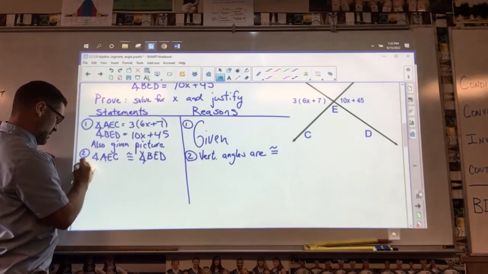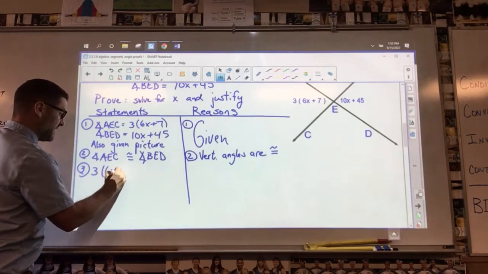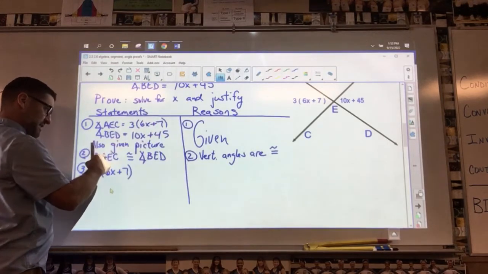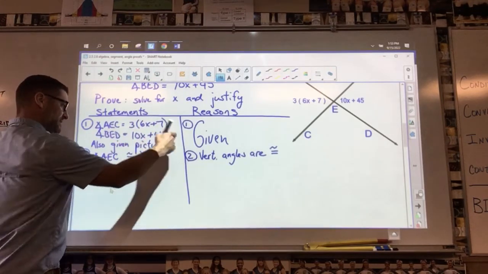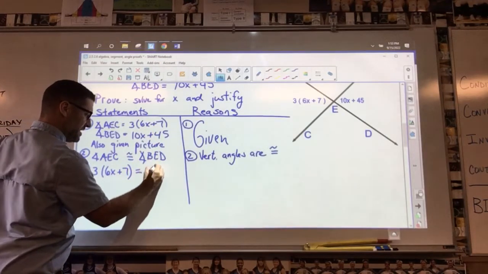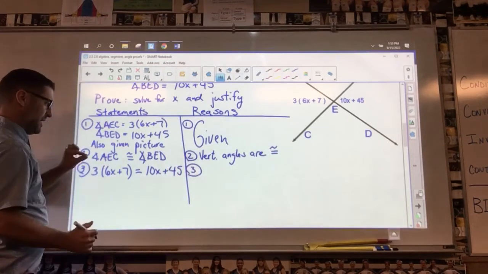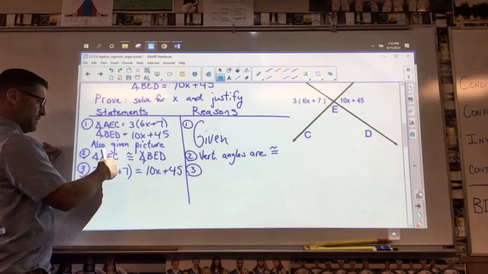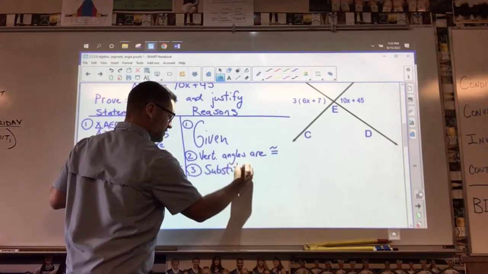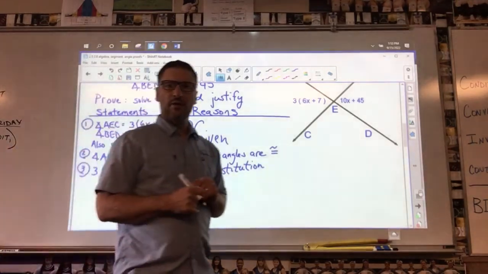So step number 3, I'm gonna get 3 parentheses 6x plus 7. So that shoved in for that. And then BED, the 10x plus 45, shoved in for that. So I'm gonna put equals 10x plus 45. And when I take something out and I put a new thing in for it, that's called substitution. I could put substitution property of equality.